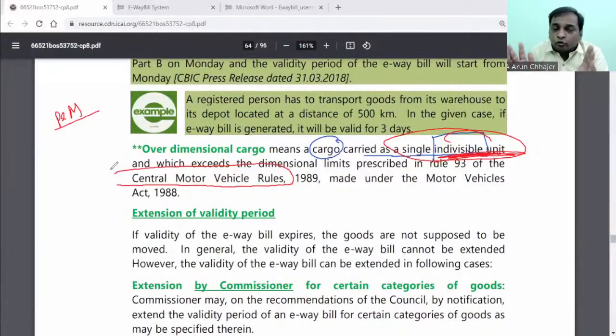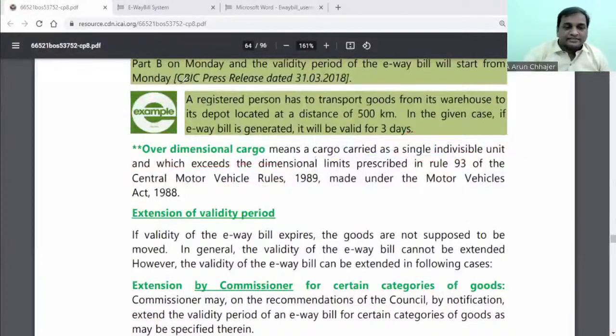Eway Bill is saying no problem, you can carry, and we agree that this conveyance will not move at a normal speed. It has to move at a very, very slow speed. That is the reason the limit has been reduced to 20 kilometers per day instead of 200 kilometers per day. We will discuss extension after the break. Let me complete only one point first.